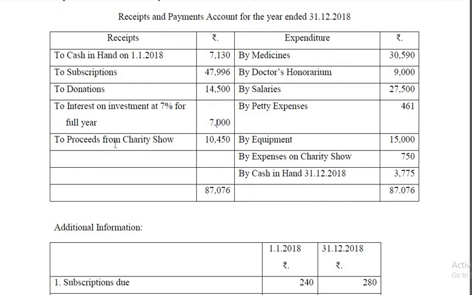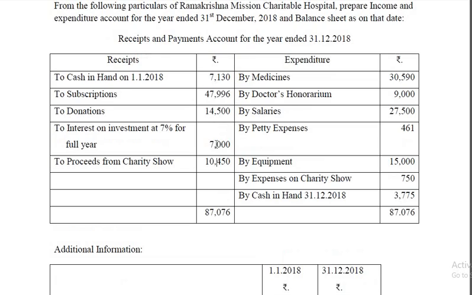Proceeds from charity show 10,450. This will come to the income and expenditure account receipt side, and here expenses on charity show, it will appear in the payment side, or else you can show it in the receipt side only, income side only. 10,450 minus 750, the remaining value you can put. That's nothing but surplus from charity show. That way you can write. This is another way of treating the items.